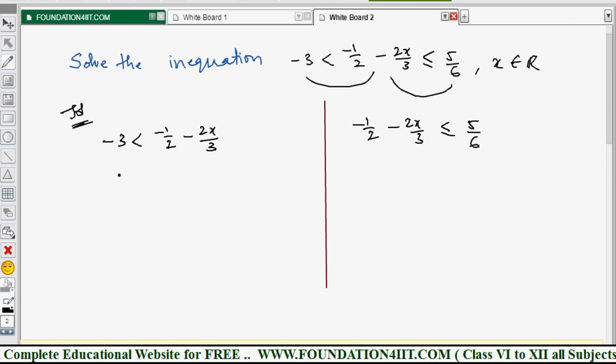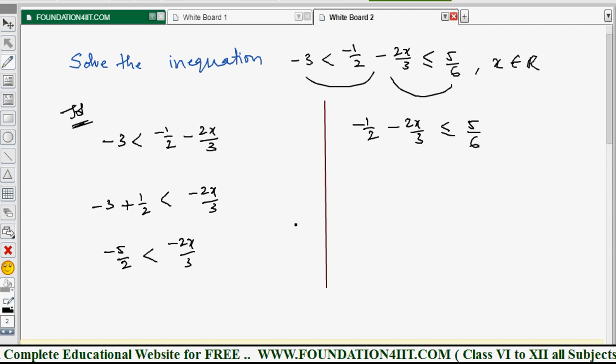Okay, from this, if you take minus 3, minus 1 by 2 to the other side, it is plus 1 by 2. So less than minus 2x by 3. Right? And simplify. Minus 3 plus 1 by 2 is minus 5 by 2. LCM. Minus 5 by 2 is less than minus 2x by 3.